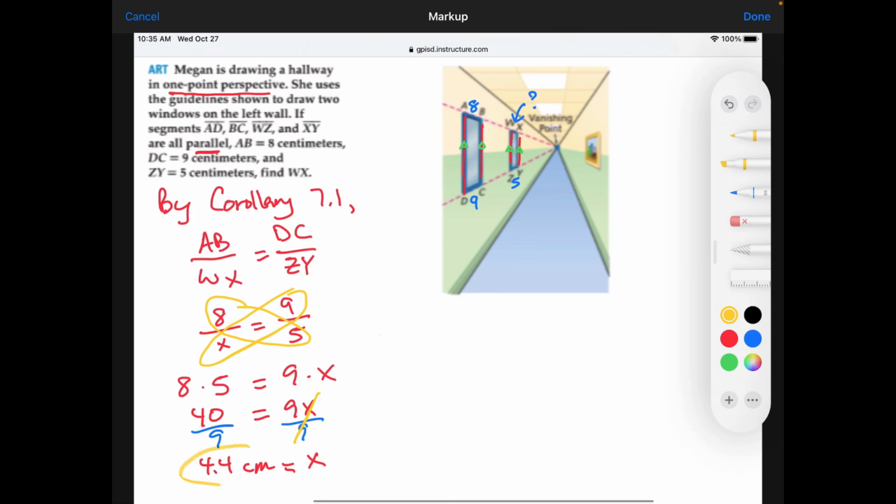And this is my final answer. And x, what we're looking for, instead of saying it's equal to x, we can replace this back to WX. That's what we were looking for. So the length of line segment WX is 4.4 centimeters. And we did this by using the corollary 7.1, which says that if you have several parallel lines being cut by two transversals, it cuts them in proportional ways, and we matched the corresponding parts, wrote the proportion, and solved for our missing side. I hope that made sense.